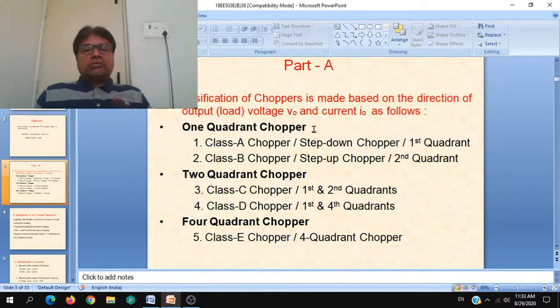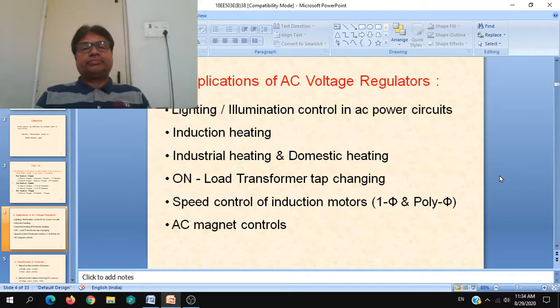Under the 1 quadrant chopper, again class A and class B choppers come, or you can mention it in whatever way you want to write it. Either you can write it as class A and B choppers, first quadrant and second quadrant choppers, or step down, step up choppers, like that. And under 2 quadrant choppers, again class C and class D, and under 4 quadrant choppers, there is only one class, class E chopper. That is how you have to answer the classification of choppers.